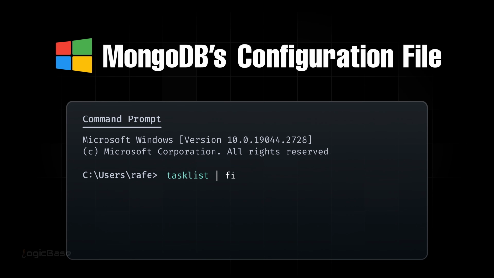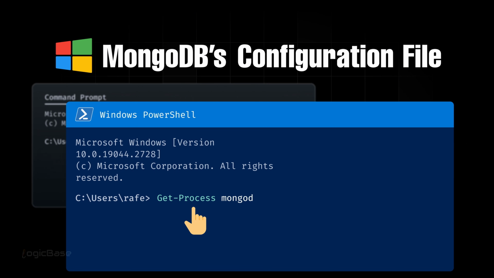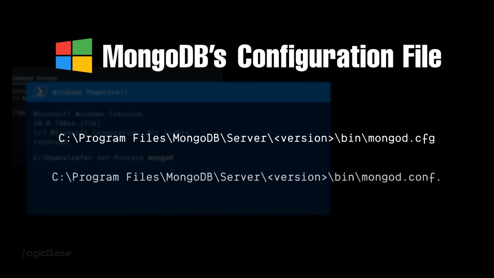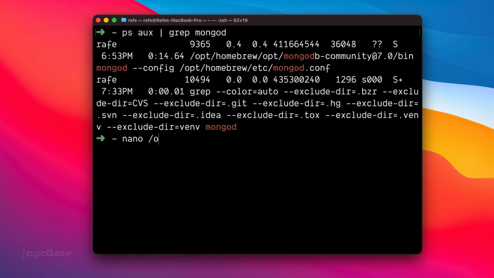And if you are on Windows, you can use tasklist | findstr mongod in Command Prompt or Get-Process mongod in PowerShell to check whether a MongoDB process is running. On Windows, MongoDB usually uses a config file path like C:\Program Files\MongoDB\Server\<any MongoDB version>\bin\mongod.cfg or C:\Program Files\MongoDB\Server\<any version>\bin\mongod.conf. Now, in the terminal, I type nano /opt/homebrew/etc/mongod.conf.